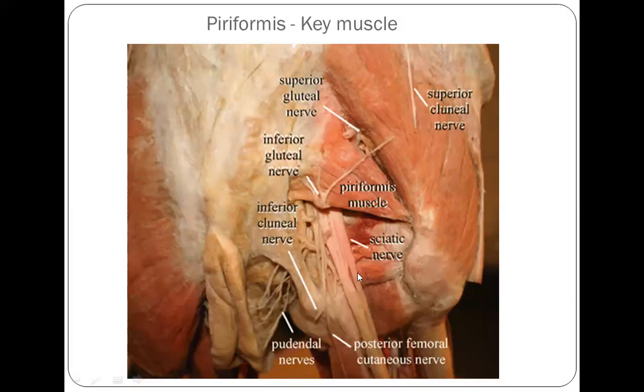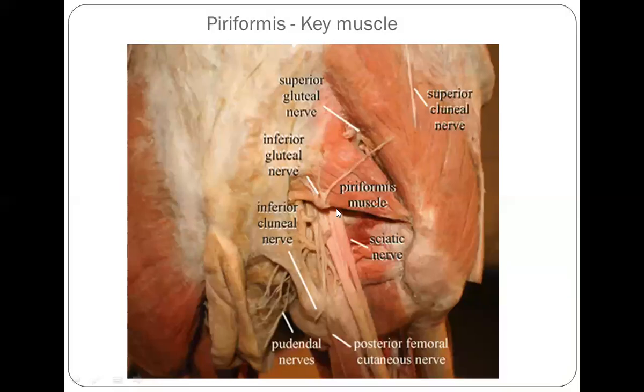Okay, so in your exam, how will you identify the piriformis muscle? See, this is the large nerve called the sciatic nerve. Very good. Basil has given the answer that the nerves and vessels in the gluteal region are named in relation to piriformis. The sciatic nerve, you can see, is emerging from the lower border of the piriformis muscle. This is how you will identify the piriformis.